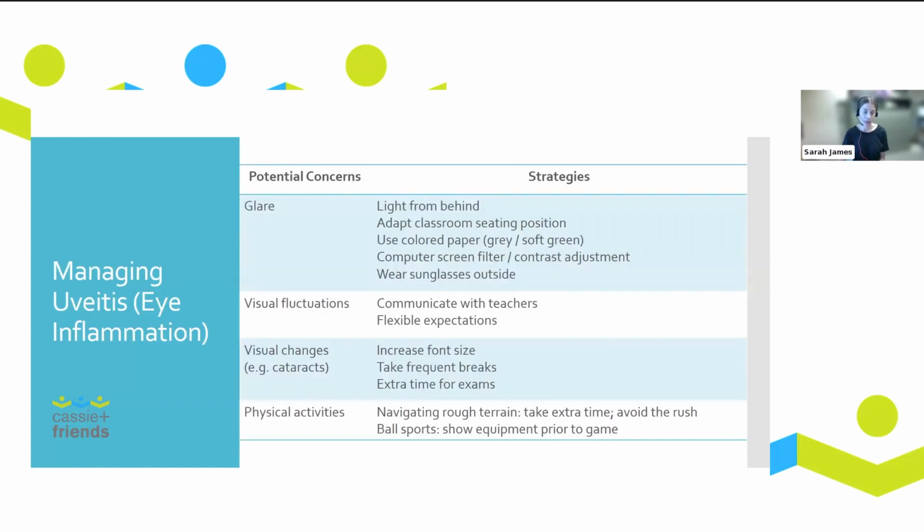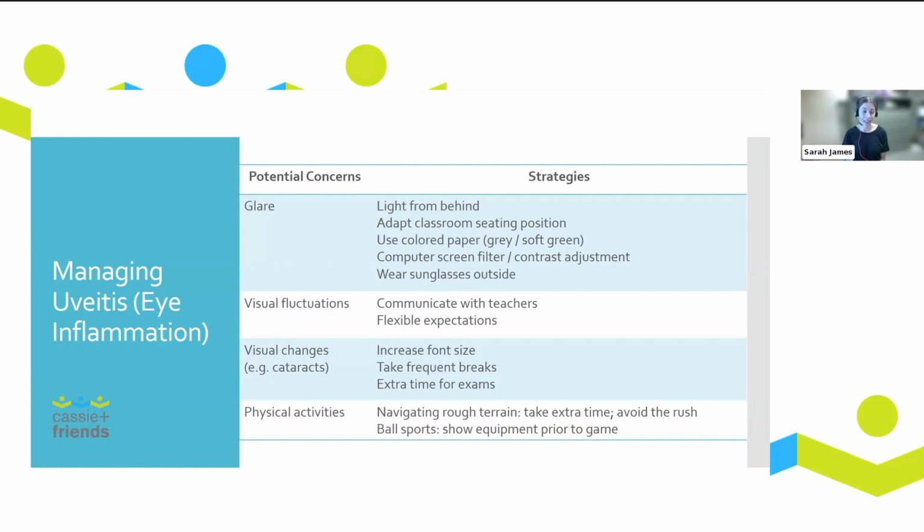So I would just touch briefly on managing uveitis or eye inflammation in the classroom, because it can be challenging for teachers to be aware of and also know how to best support. Students with uveitis may sometimes be bothered by glare. So even having suggestions in place so that the light is coming more from behind the student rather than in front, and that they're not sitting right next to a bright window where the sunshine is beaming in, can be really helpful. Even strategies such as using colored paper, a gray or a green, or using computer filters or adjusting the contrast can really help to take away some of that glare.